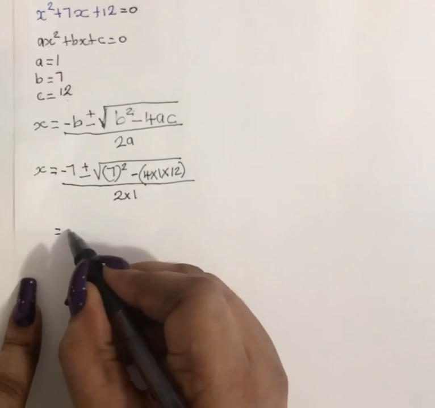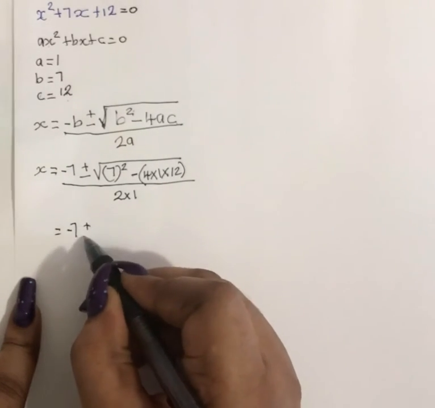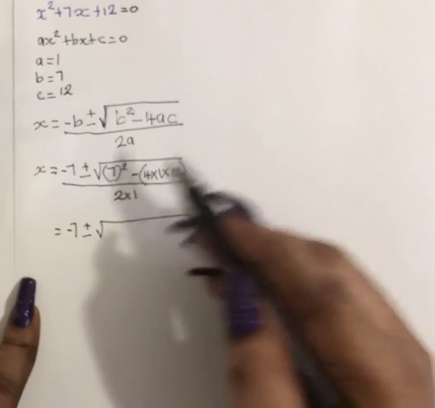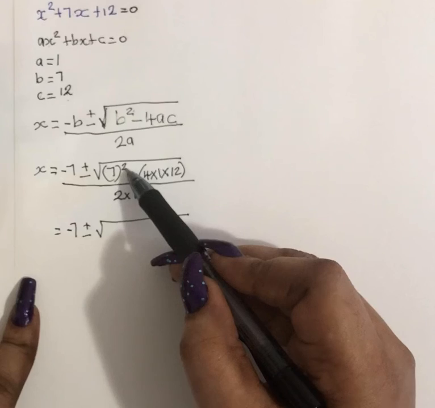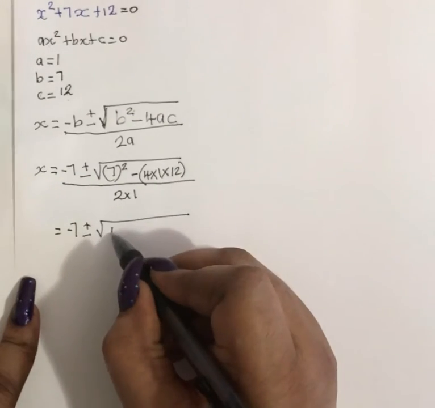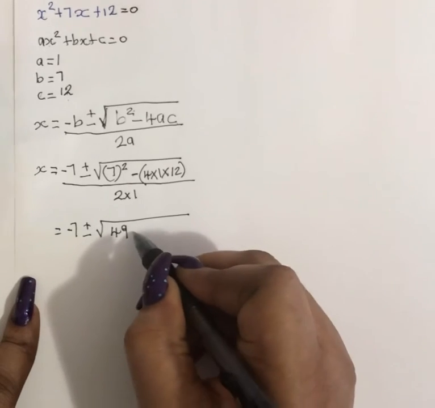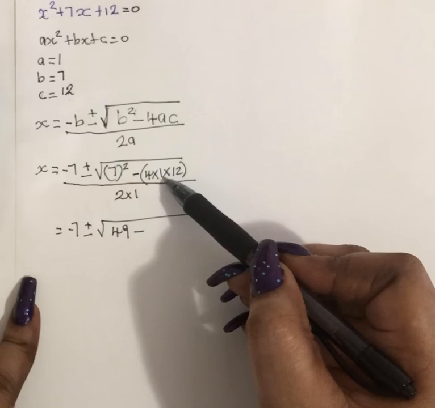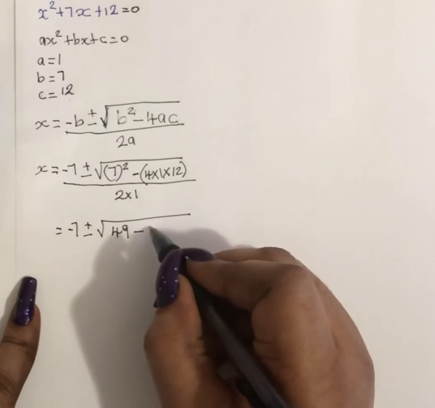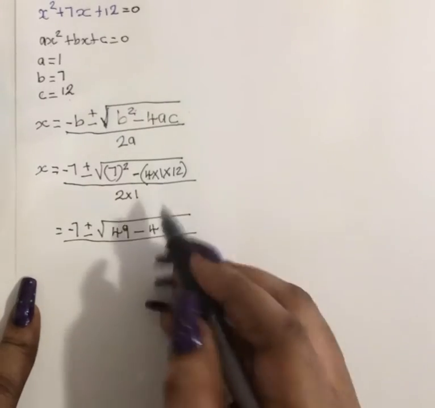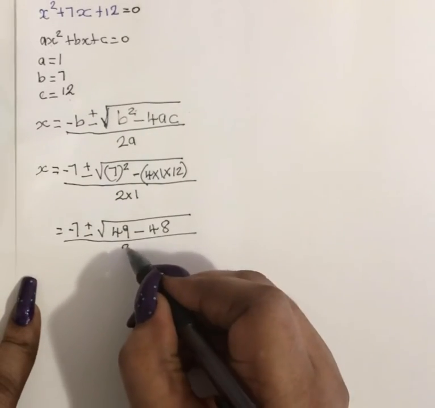Now I go to simplify. I'm going to begin to simplify by starting under the root. 7 squared means 7 multiplied by 7. When we do so, we will get 49. 4 by 1 is 4. 4 by 12 is 48. We divide everything by 2 times 1, which is 2.